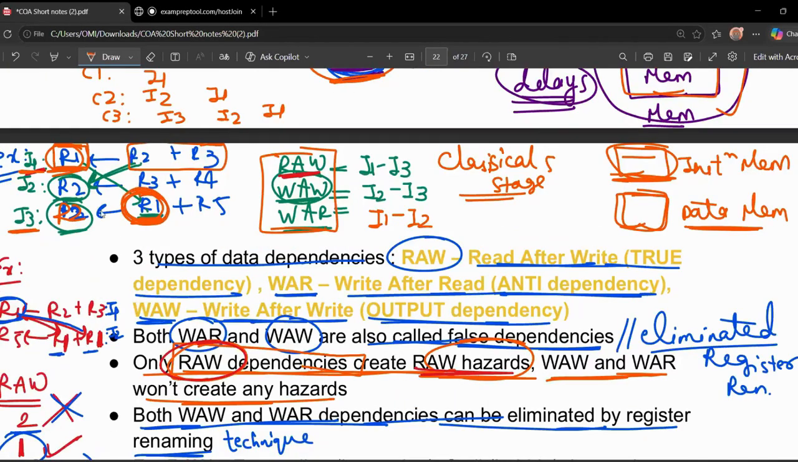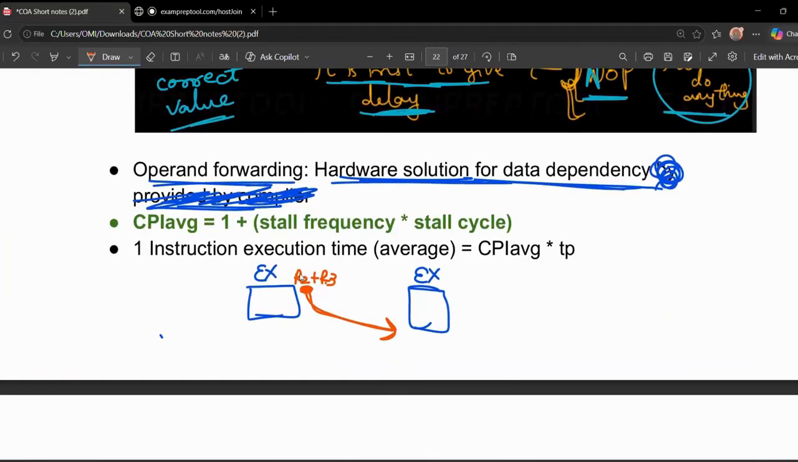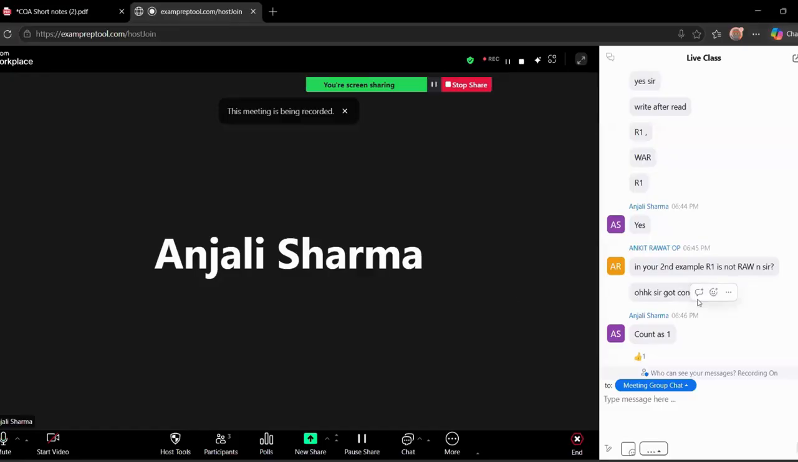In whichever stage, now in this I3, we have to perform I1 plus I5. So what we are doing is, whichever result we are getting, we directly forward it to the next stage, and then the computation will proceed.